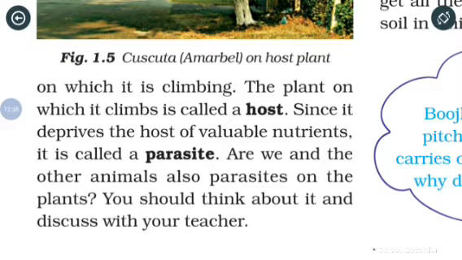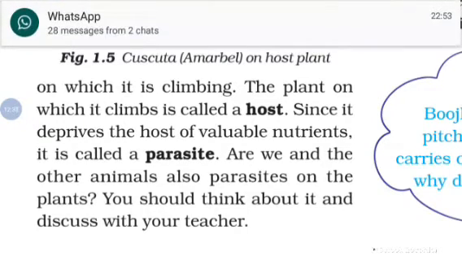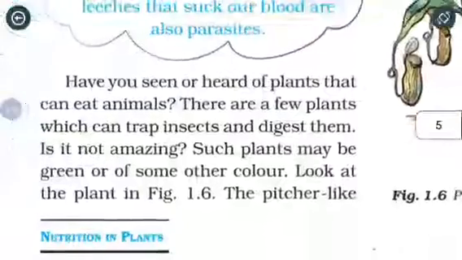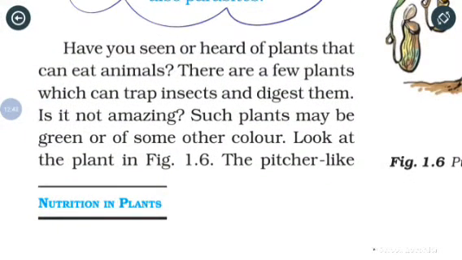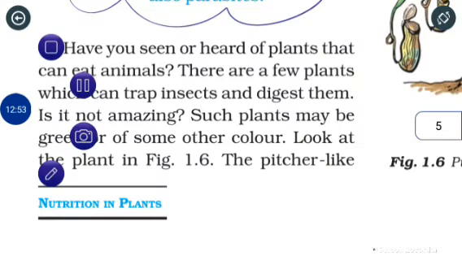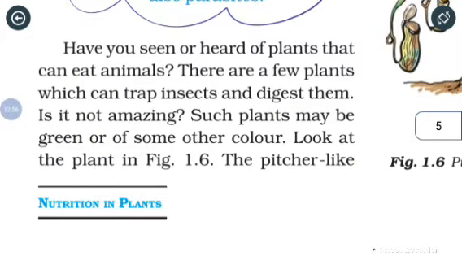Are we and the other animals also parasites on plants? You should think about it and discuss it with your teacher. Have you seen or heard of plants that can eat animals? There are a few plants which can trap insects and digest them. Is it not amazing that some plants are eating insects too?